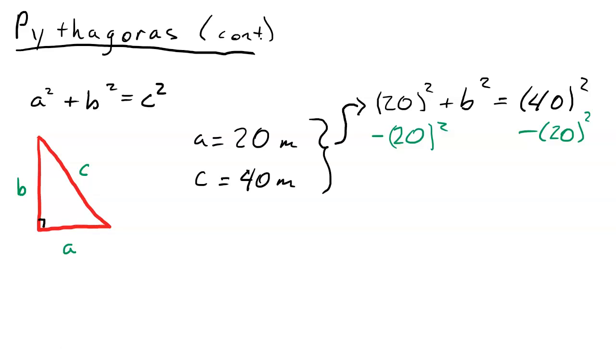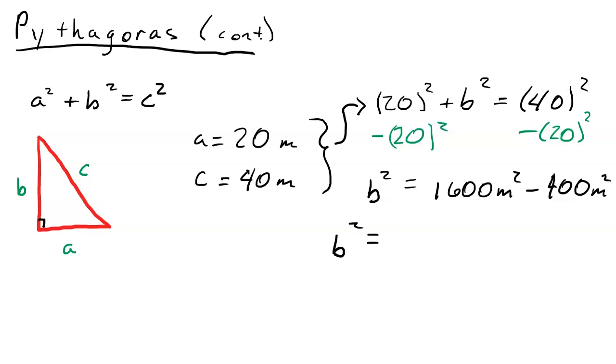And if I can do this in my head, then we'd have b squared equals what 40 squared is, 1600. So 1600, and that's in meters squared, minus 400, I believe, meters squared. Yeah, that's right. So then we just simply subtract and we get b squared is equal to 1200 meters squared.